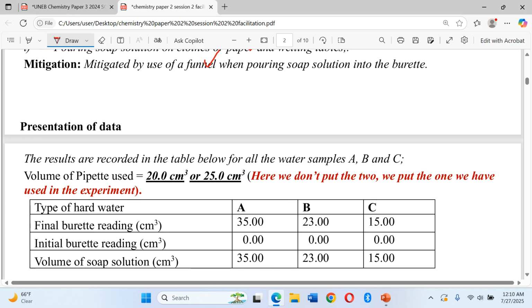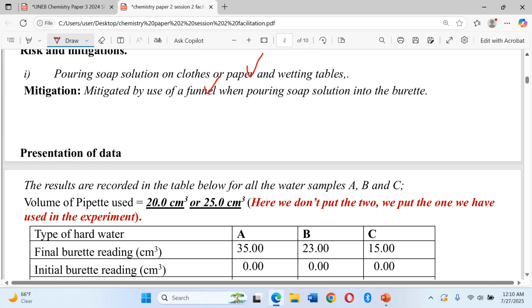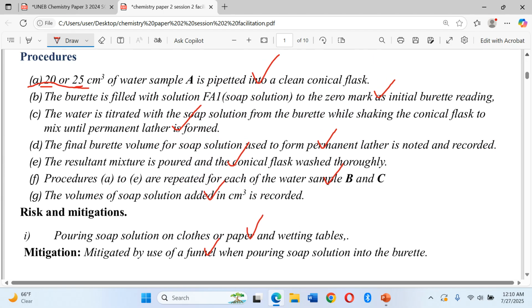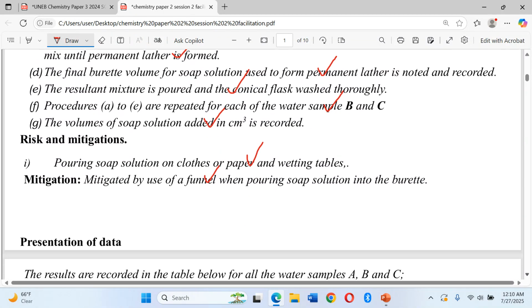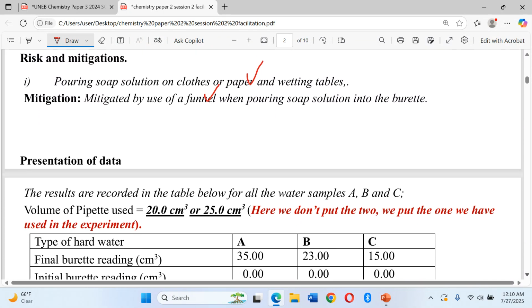Now, on presentation of data, we are saying that the results are recorded in the table below for the water samples A, B, C. Volume of pipette used. Now here, I have written it even here. So here we don't put the 2. We put the one we have used in the experiment. So when you have used 25 here, if it is 25, even here we record 25. We don't put the 2. I think that is clear.